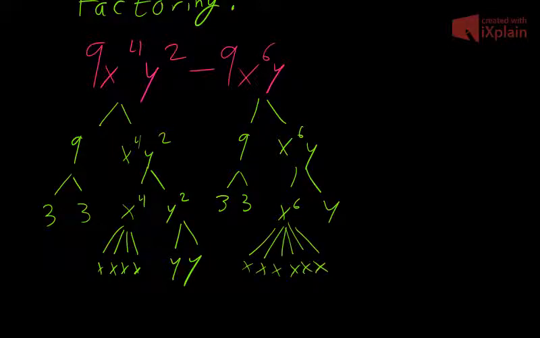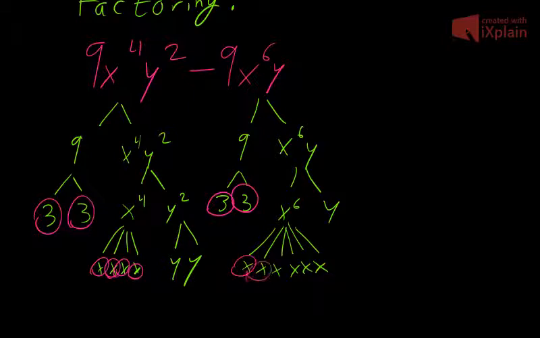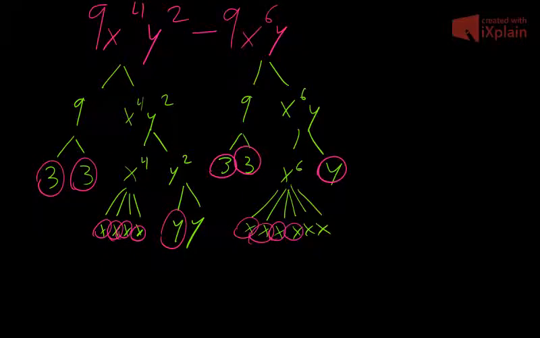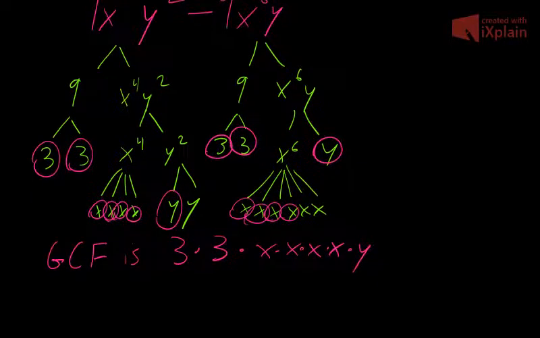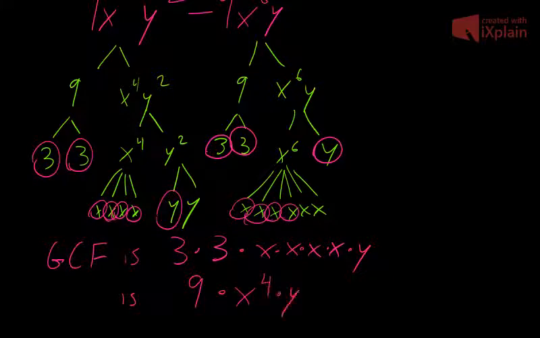So, to find the greatest common factor, I just circle what they all have in common. So both of them have 1, 2, 3's. They both have 1, 2, 3, 4 x's. And they both have 1 y. So my greatest common factor is going to be 3 times 3 times x times x times x times x times y, which I can rewrite as 9 times x to the fourth times y.